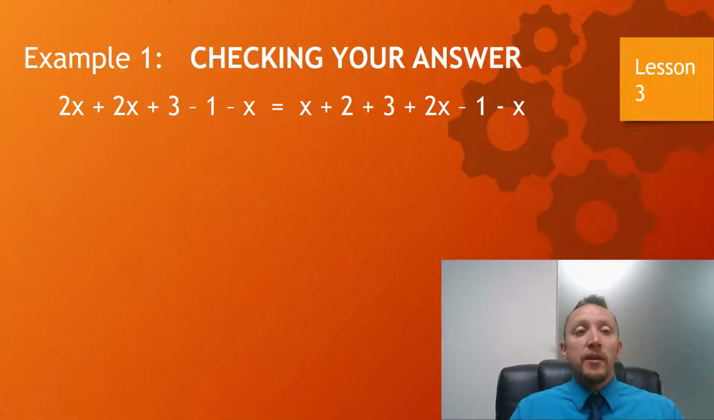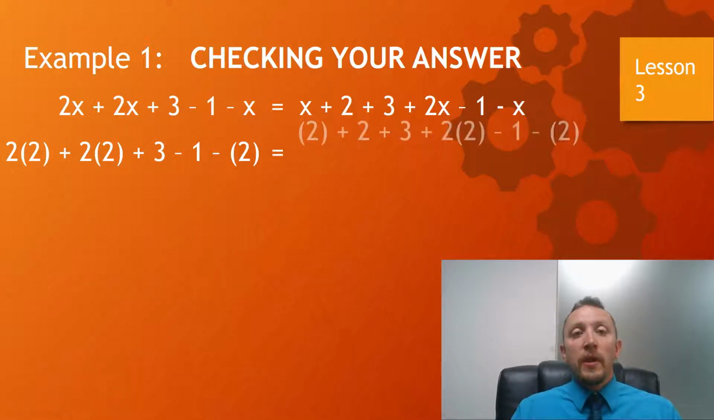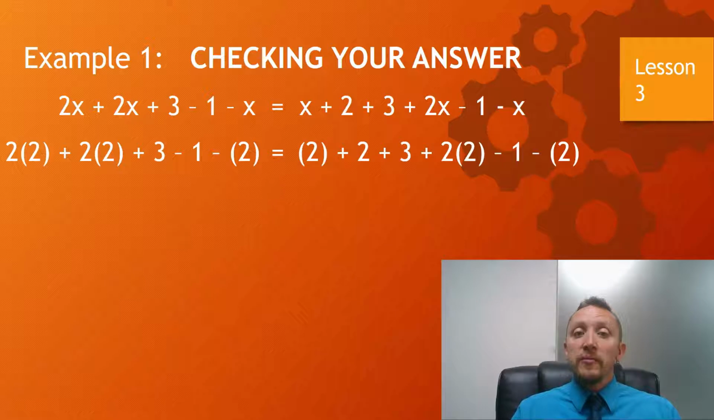So let's do that. On the left side, I'd have 2 times x, so x is 2, so it'd be 2 times 2, plus 2 times 2, plus 3 minus 1 minus 2. So all of that would be on the left. On the right side, we would do the same thing. We'd replace x with 2's. So we would have 2 plus 3, so there's no x's there, plus 2 times 2, minus 1, minus 2 again.